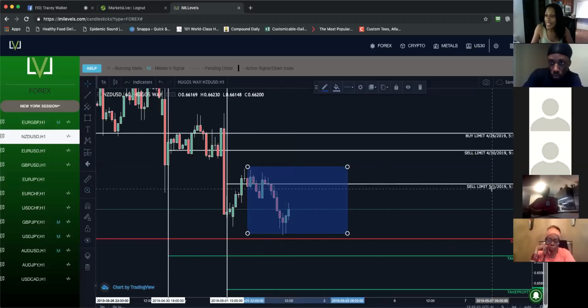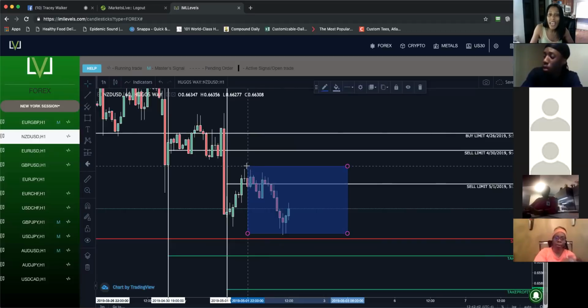So if this says sell limit and price is above the line, you will not be able to put in the order. So what that means is you have to wait until price goes below the line. Does everybody understand what I'm saying? You have to wait until price goes below the line.